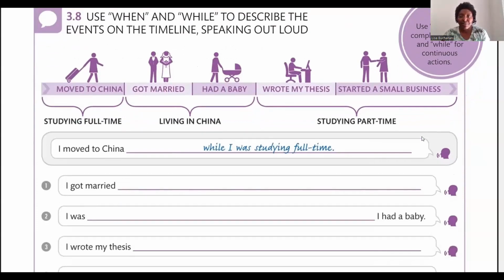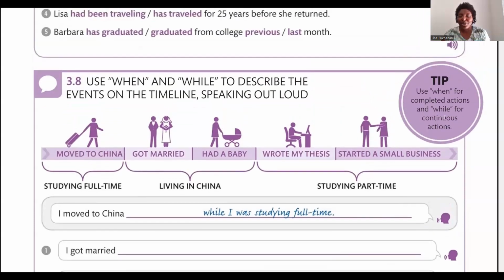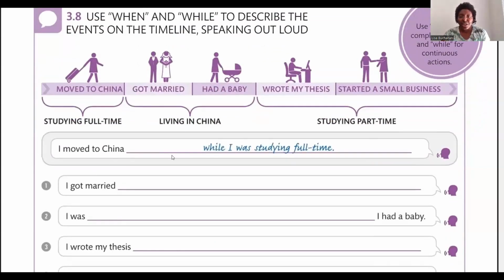Let's look at the first example. I moved to China while I was studying full-time. So why did we use "while"? Let's go back to our tip. We use "while" for continuous actions. So they moved to China, and they were studying full-time. So it's not a completed action, it was ongoing.